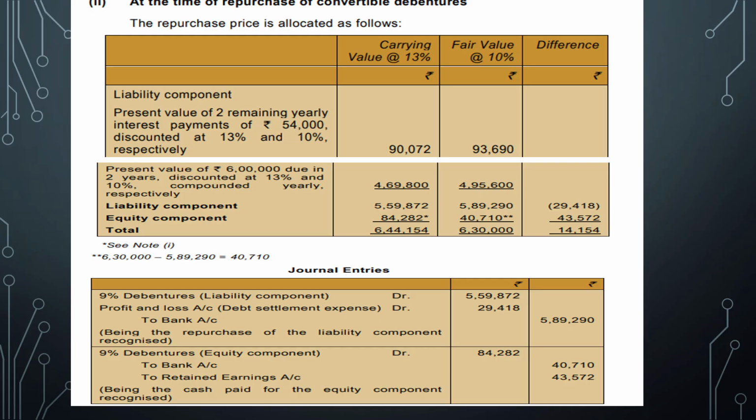Apart from that, nothing is challenging in this. Then the journal entry, you have to pass the 9% debentures to P&L account and to bank. So 5,59,872, nothing but your liability component of the carrying value, and the P&L 29,490 difference to bank, so 5,89,290. Then lastly, for the equity component, 9% debentures, difference to bank to retained earnings, 84,282, 40,710, that computation that we just discussed, and to retained earnings 43,572.